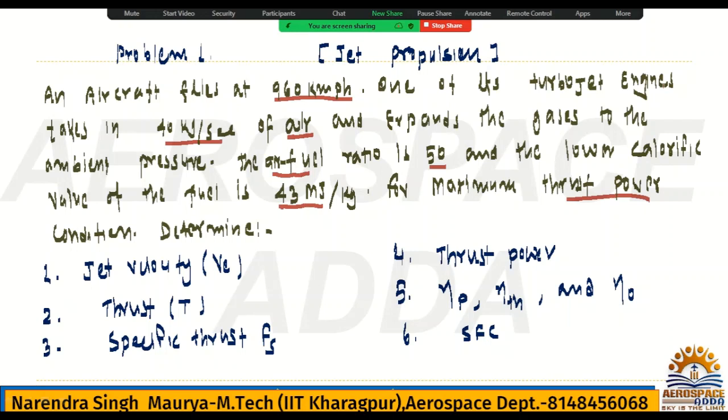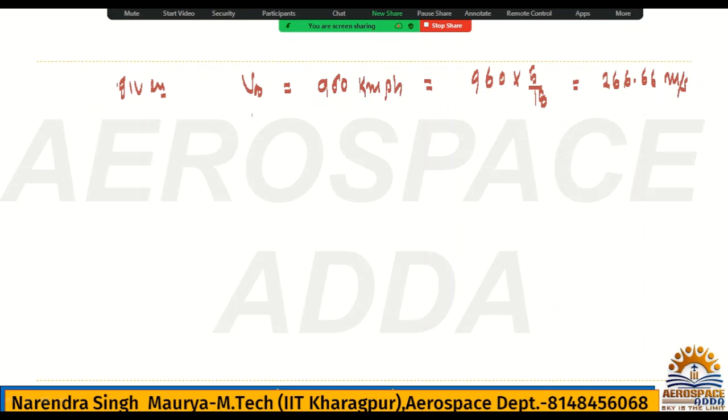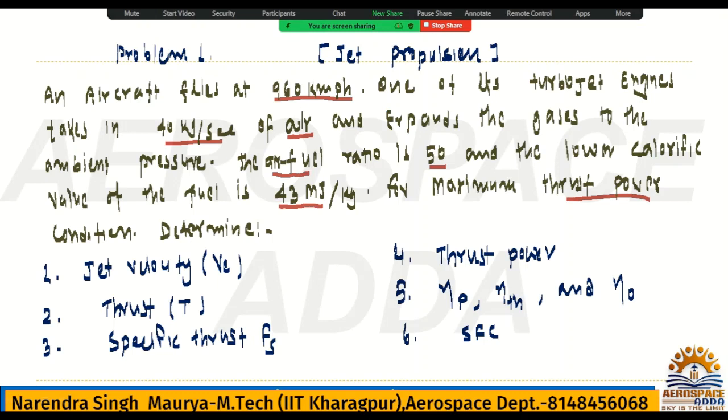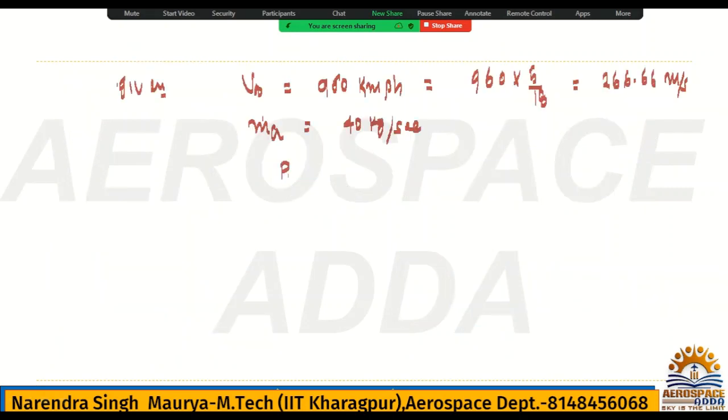What is the next value they have given? Turbojet engine takes in air. So m dot a, that air they have given to us. What is the value of m dot a? It is 40 kg per second. And expands the gases to the ambient pressure, which means PE is equal to PA, it is given. Okay.